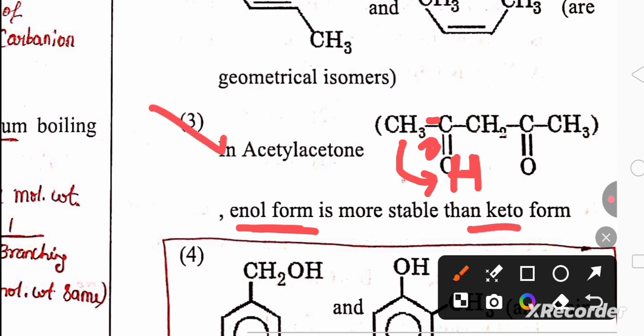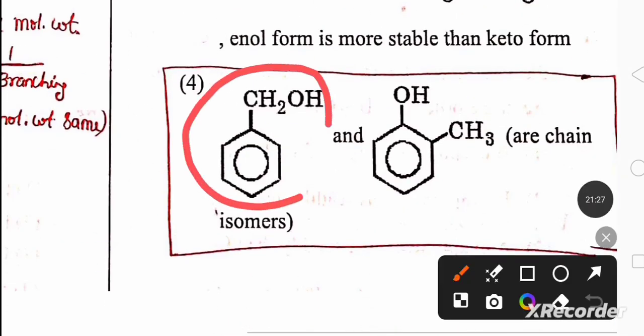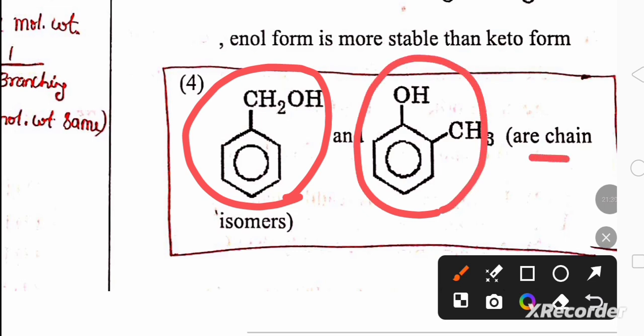This is also the correct one, whereas these 2 are the chain isomers. So this alcohol and this alcohol cannot be chain isomers because the carbon position is different, so they cannot be chain isomers. This is the incorrect statement.